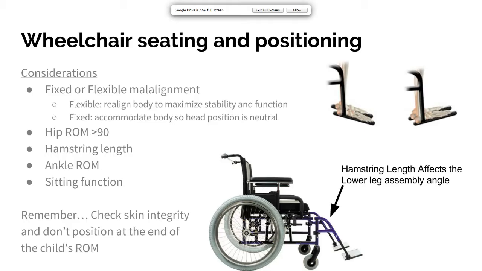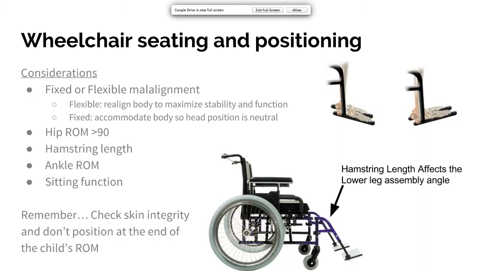The next consideration is hamstring length. Look at the picture to the right of the wheelchair. If a child has tight hamstrings, they are not going to be able to extend their knees enough to get their feet onto the footrest. If they are positioned with too much flexion, it could put them at a further risk of contracture.